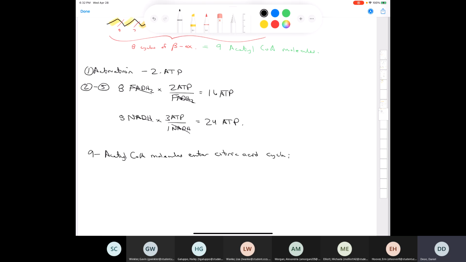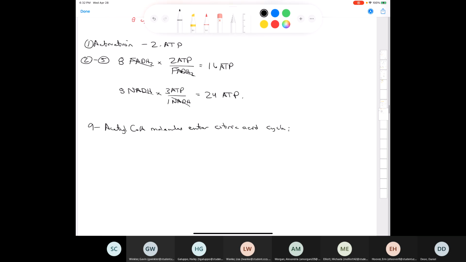So what's going to happen then? We're going to form 3 NADHs. So we have 3 NADHs times 9 acetyl coenzyme A's. So that's 3 times 9 NADHs. And each one has a value of 3 ATPs. So this cancels. We get 3 times 9 is 27 times 3 is 81 ATPs.